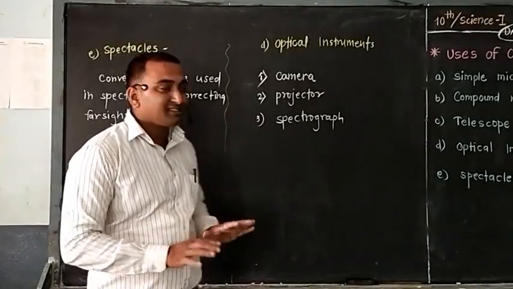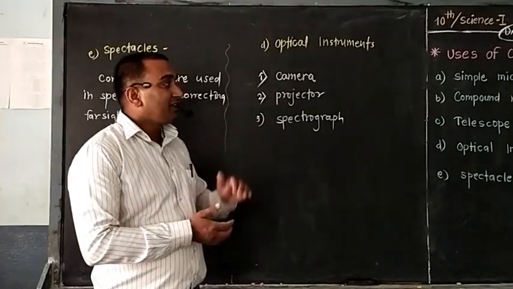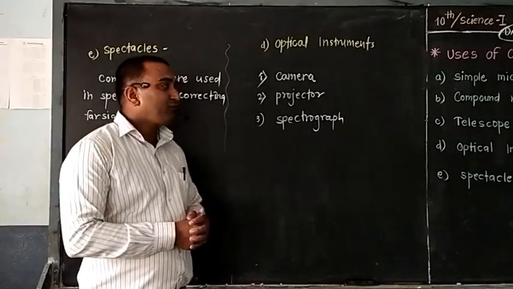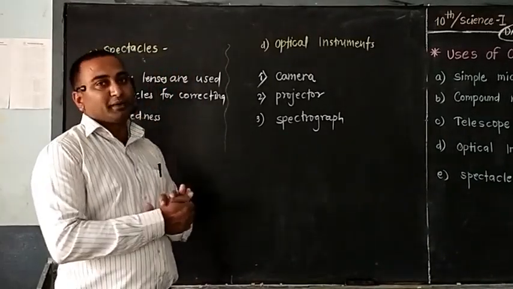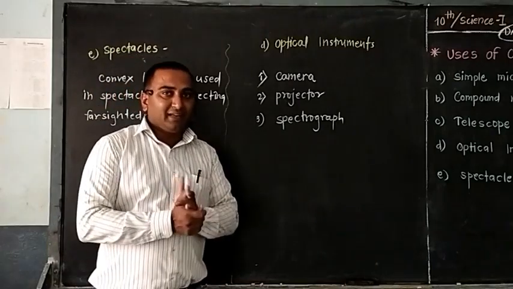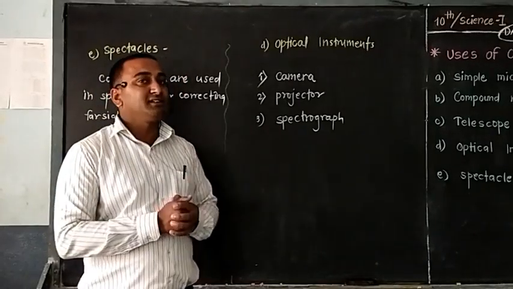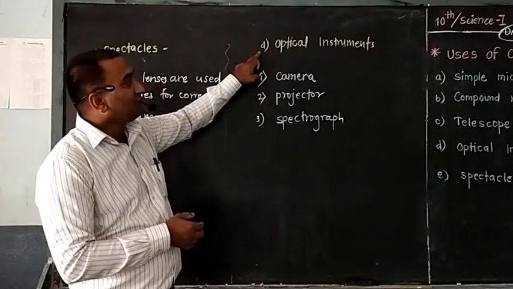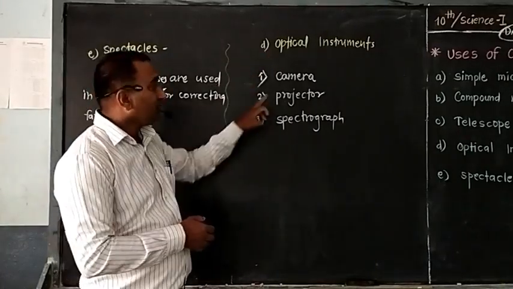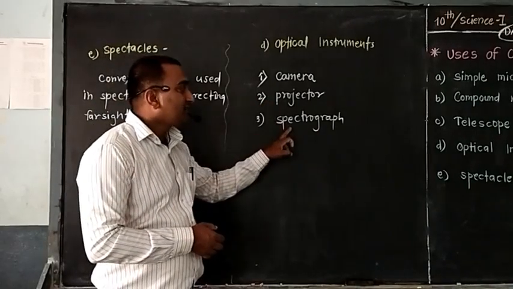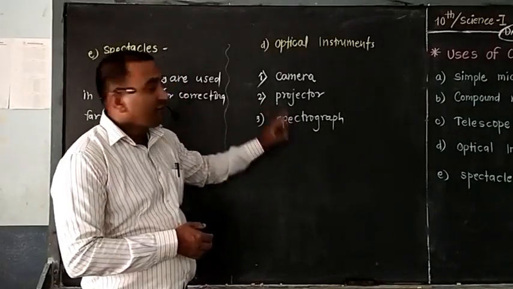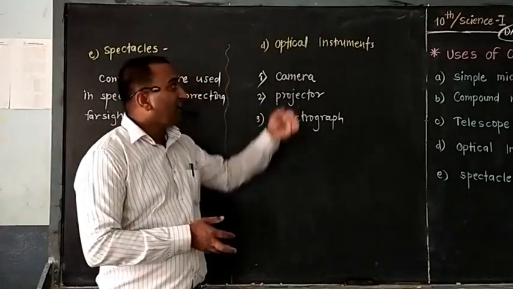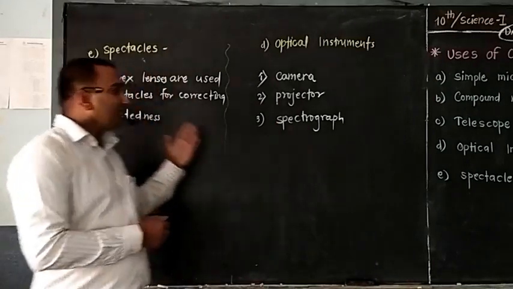Use of convex lens in a simple microscope, then second, the compound microscope, then the telescope. And now the fourth is optical instruments. While discussing the ray diagram, I have explained how it actually works. In simple words, in optical instruments such as a camera, projector, and spectrograph, we are using convex lenses. And the last is the fifth one.